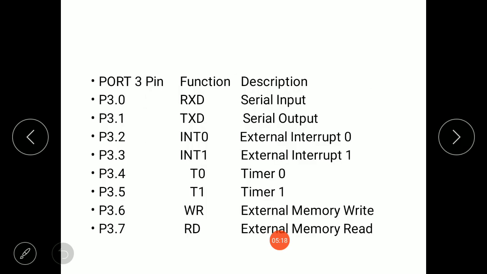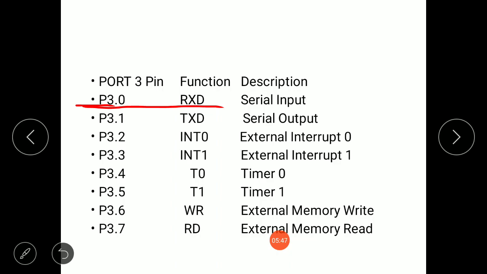So port 30 is the 10th pin. This 10th pin is RxD, so the additional function of port 30 is RxD. What is the full form of RxD? It is the serial data receive pin, which is for serial input. Through this port 30 pin, the microcontroller receives data for serial communication.